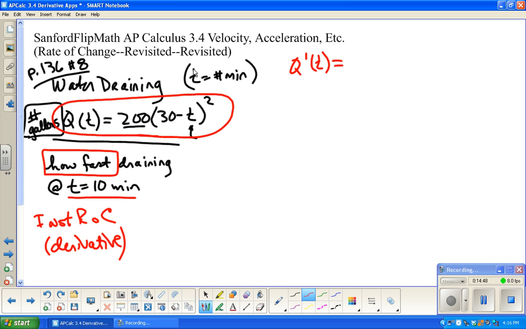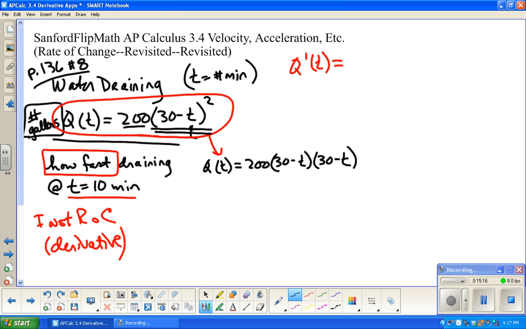Okay, so we're going to do the derivative, but the problem is, how am I going to do the derivative of this? I personally don't like this form. Either I'm going to have to know something about the chain rule, which isn't in this section yet, that's not till section 6, or I'm going to have to change the format of this. So this is still Q of t. This is not derivative yet. It's 200 times, well, 30 minus t times 30 minus t.